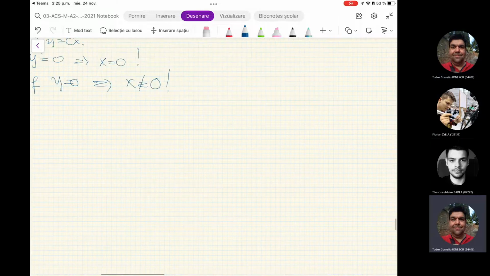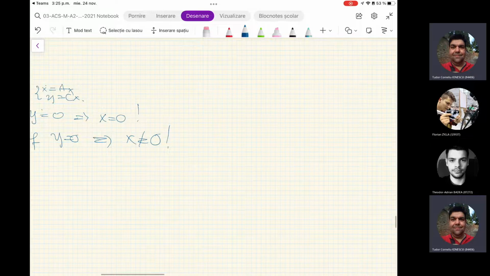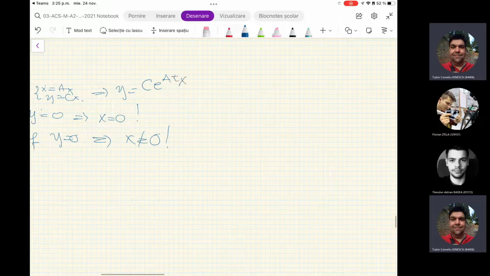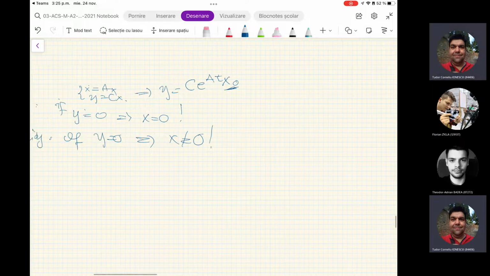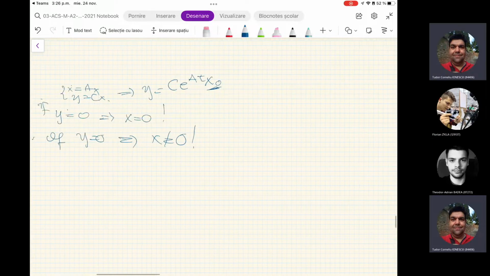Okay, so for this system, need I remind you that y is Ce^(At)x0, where x0 is the initial condition of the first equation. So if y is 0 and this does not imply x0 is 0, then it's unobservable. The state x0 is unobservable.